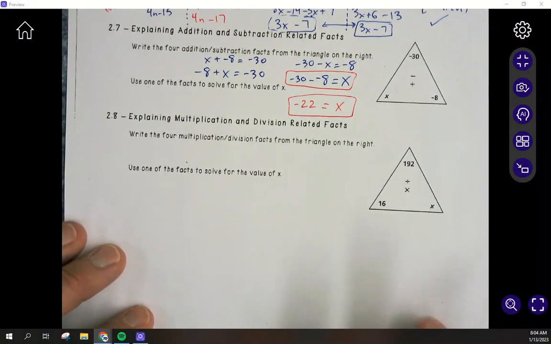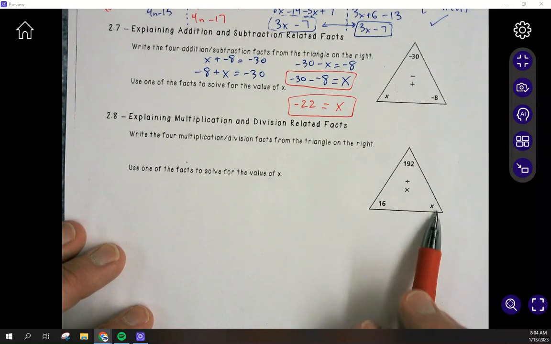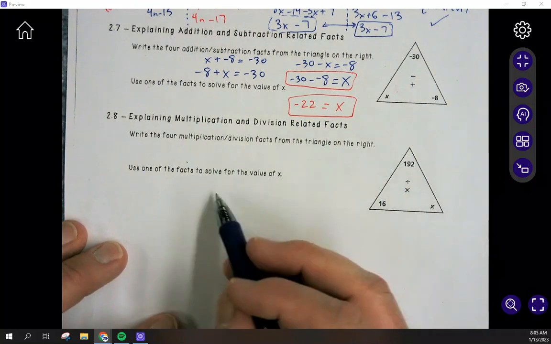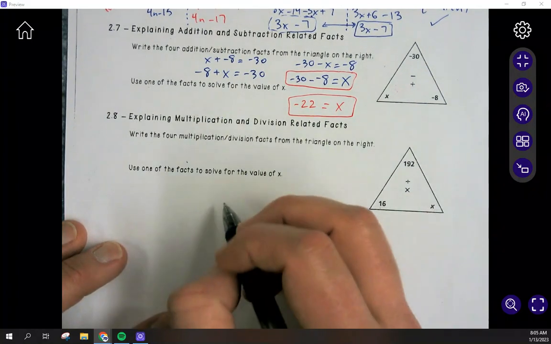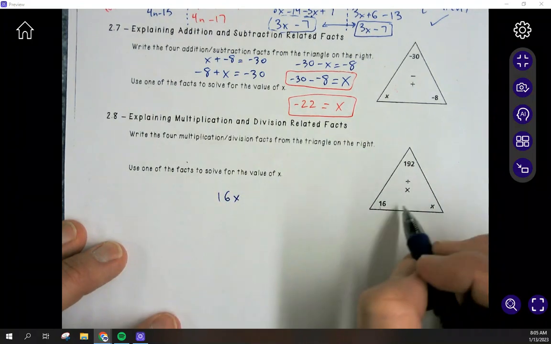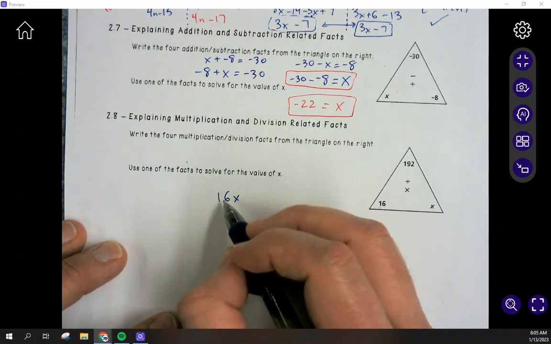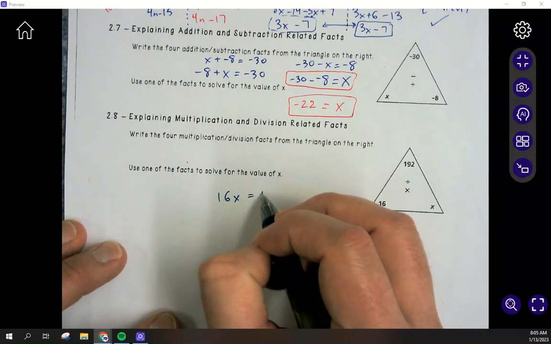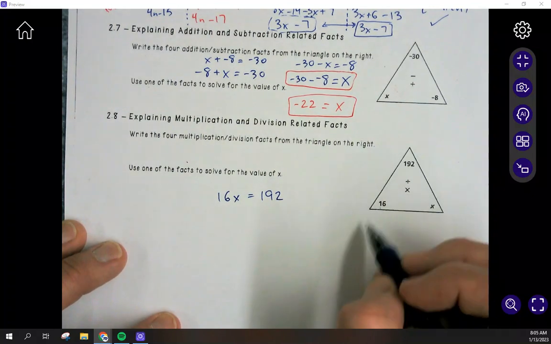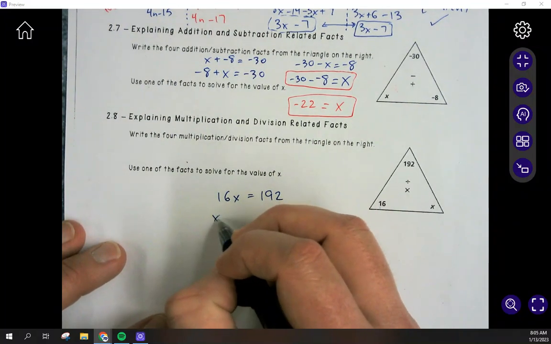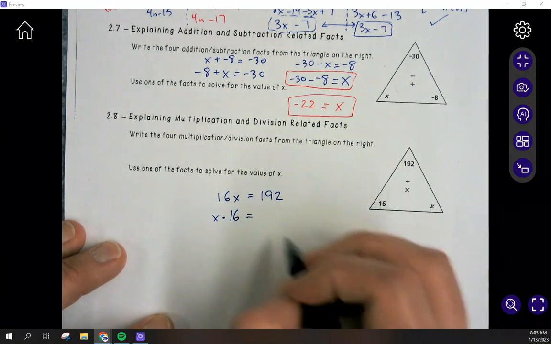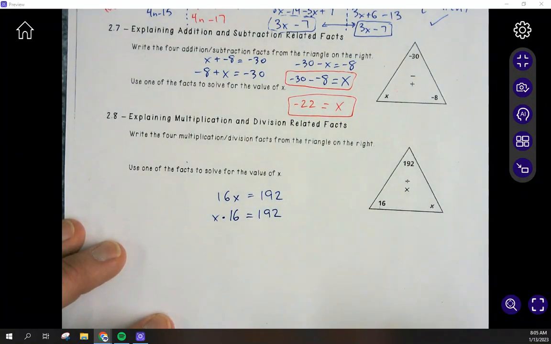Okay, so 28, same exact idea. Working across, it's now just multiplication and division. Since there's extra room down here, that's where I'm going to work. So going across, 16 times x, which we write as 16x. That's how we show multiplication between a number and a variable, equals 192. We all know how to solve that, right? We divide. Going this way, x times 16, which we could also write as 16x, equals 192.